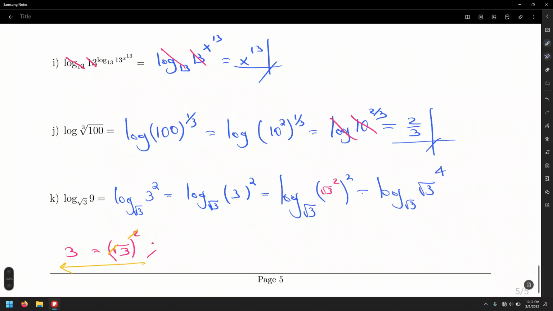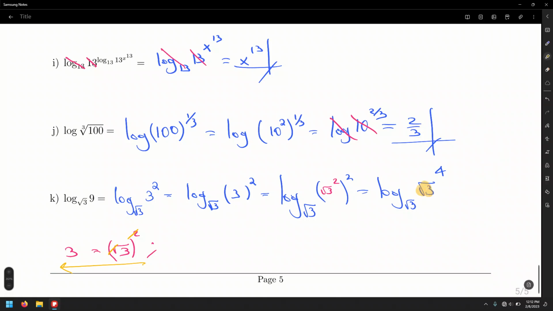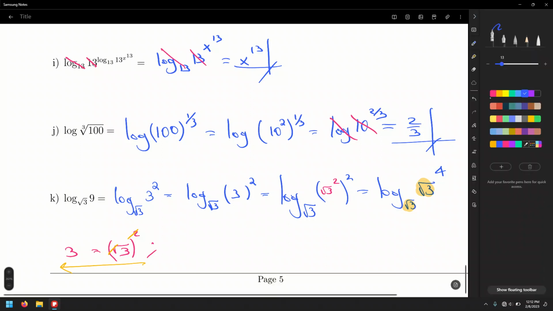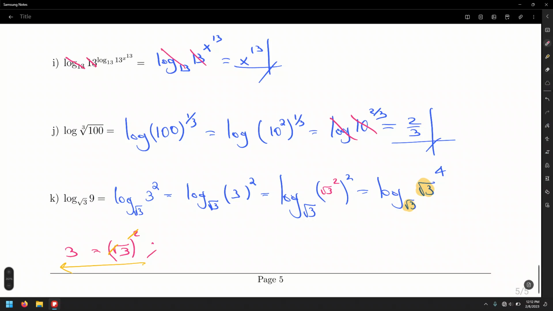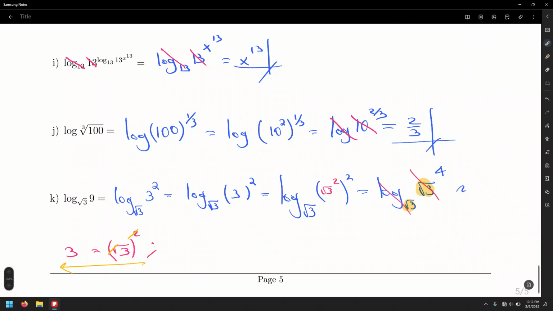And check this out. We have a match between the argument and the base of the logarithm. Cancel, cancel. And that equals 4. Final answer.